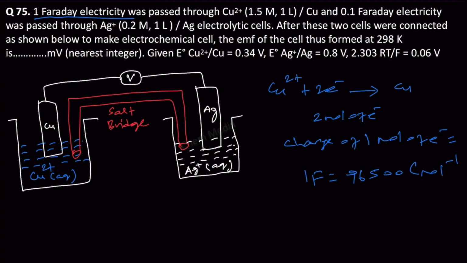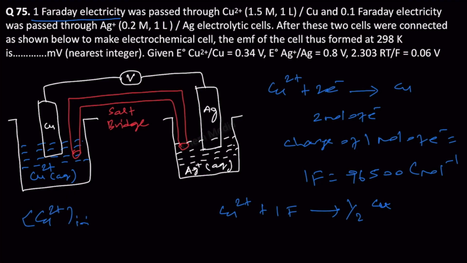If we have 2 Faraday electricity, then we can get 1 mole of copper. But we have only 1 Faraday of electricity. So with that, we can get only half a mole of Cu, isn't it? So now what would the concentration of Cu2+ be? The new concentration. Initially, the concentration of Cu2+ is 1.5 molar before the electricity is passed. So after the electricity is passed, what would it become?